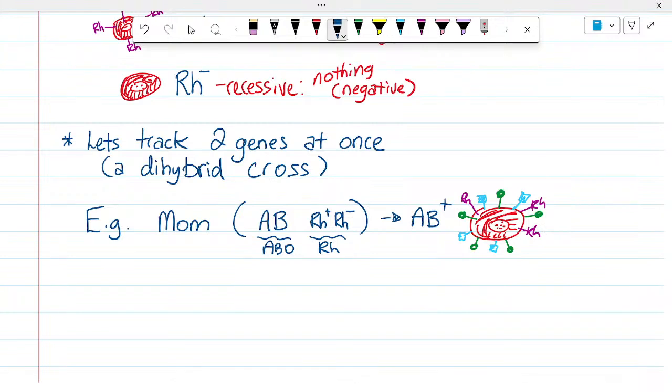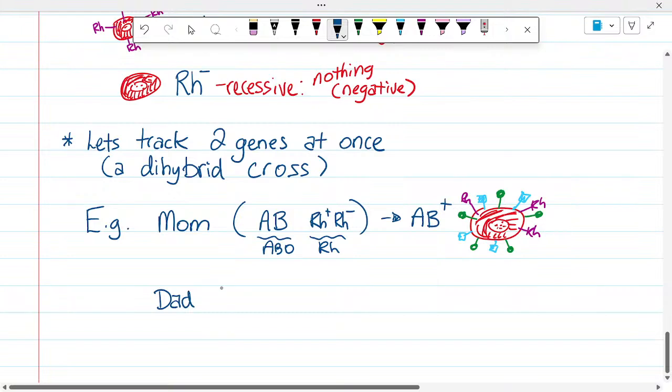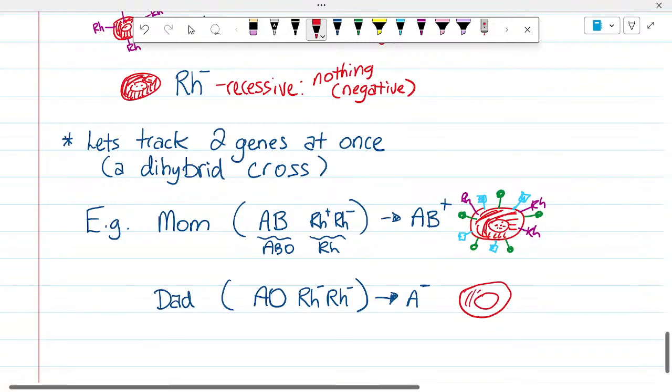Let's consider Dad. Now we're going to make him A negative, but he's going to be A by virtue of being AO, and he's going to be Rh negative, Rh negative. So Dad is A negative. Okay. So what do his blood cells look like? Those are my blue ones, right? Not that it matters, because of course these are just schematic, but at least to be consistent. So we'll show Dad's blood cells have only the A antigen on them.